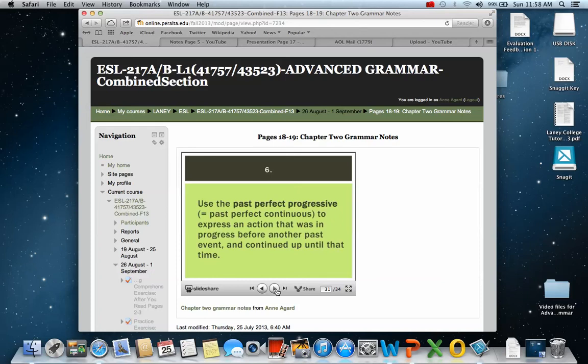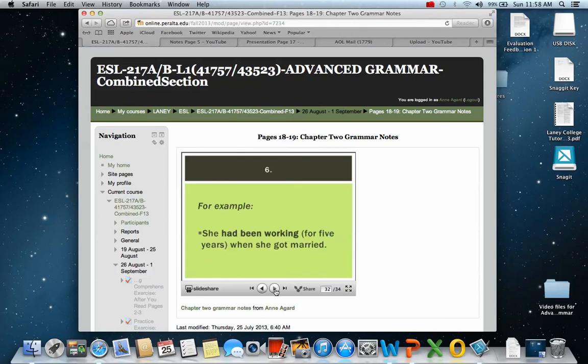Use the past perfect progressive or past perfect continuous to express an action that was in progress before another past event and continued up until that time. So when I say, she had been working for 5 years when she got married, here is she got married in the past tense, and she had been working. For example, if she got married in 2010, that means she began working in 2005. So she had been working for 5 years when she got married.